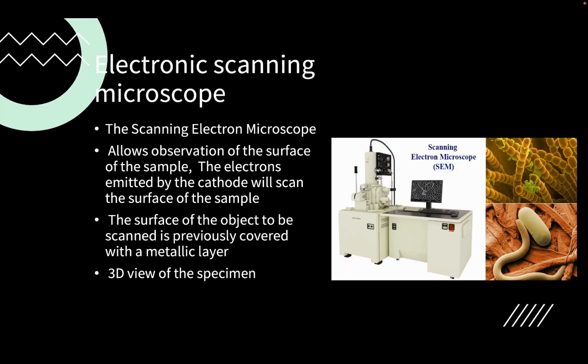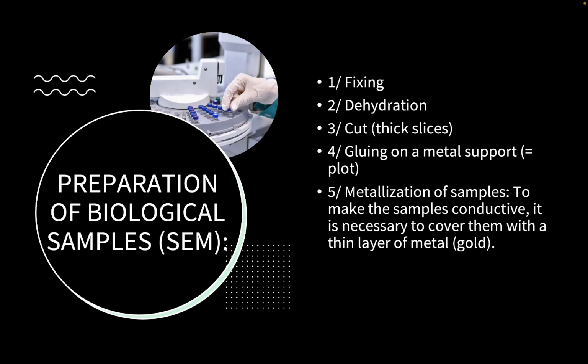Now let's move on to the second type of electron microscope, the scanning electron microscope. The scanning electron microscope allows observation of the surface of the sample. The electrons emitted by the cathode scan the surface of the sample. The surface of the object to be scanned is previously covered with a metallic layer. And we have here a 3D view of the specimen.